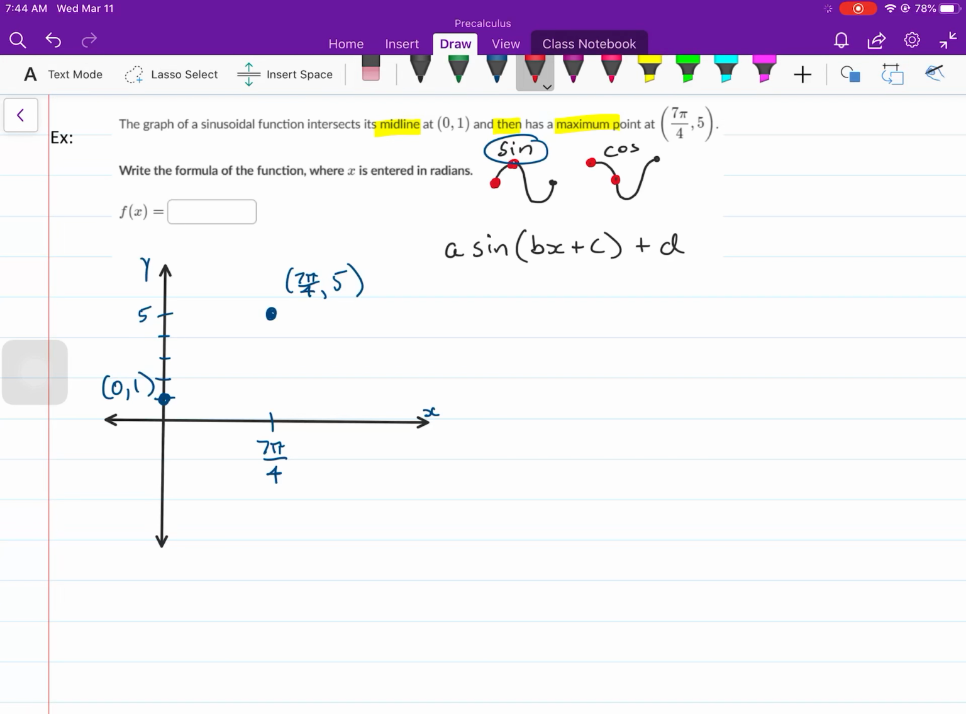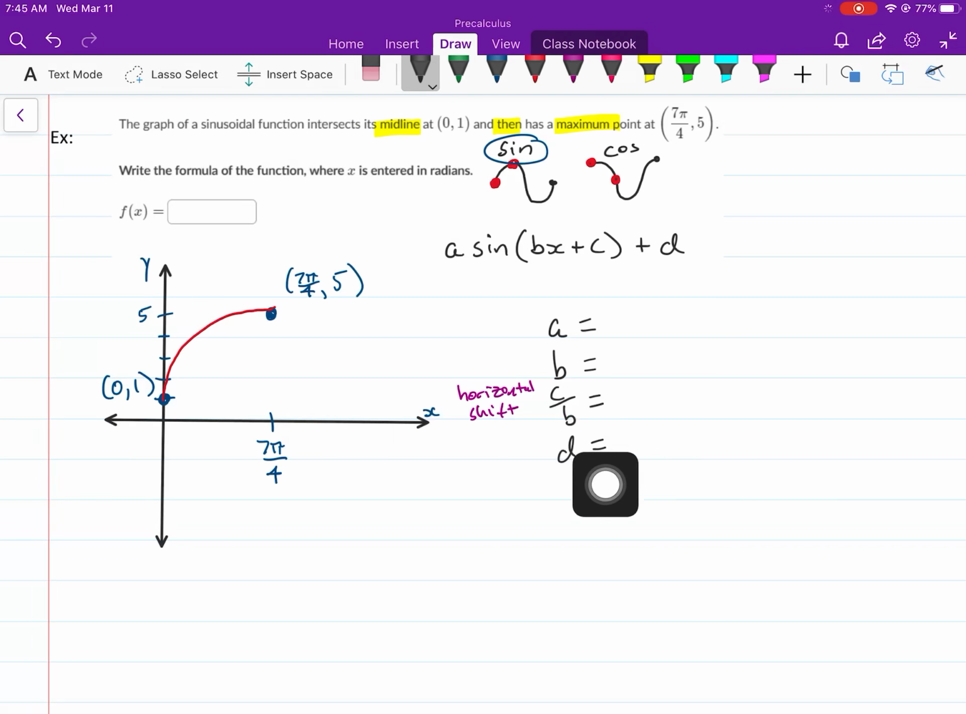This is the first quarter of our sine function, and then from there the rest of it would go through. But this is just the first quarter of it as far as the horizontal distance, as far as the period. So let's start with our amplitude. Here are the things we need: we need to know what A is, what B is, technically C over B, that's our horizontal shift, and then last, D.